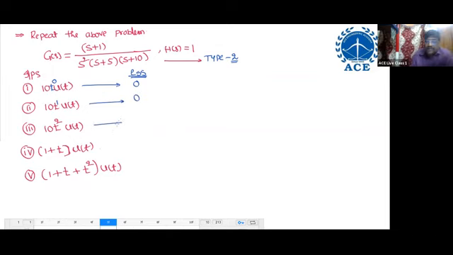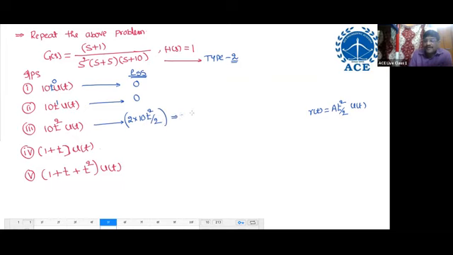But when you come to the third one, type is 2 and input is also 2. But what is the parabolic input standard form? A t square by 2. It should be in the form of A t square by 2. Is it in the standard form? No. So you have to adjust it into standard form. 10t square is there, but by 2 should be there, so by 2 into 2. This will become the standard form.